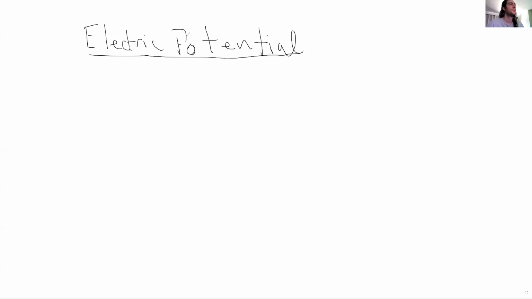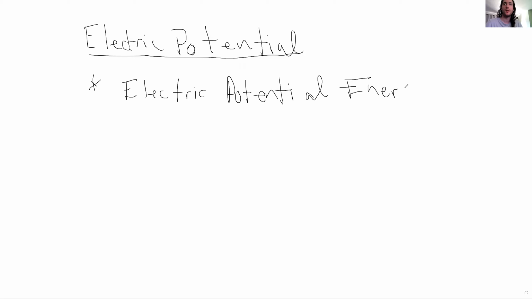So let's take a look here. The first thing that we want to take a look at is electric potential energy. This can be confusing sometimes for students. We'll try to be as clear as we possibly can about it, but these two things are different, electric potential and electric potential energy. So let's try and differentiate between the two as early as possible.